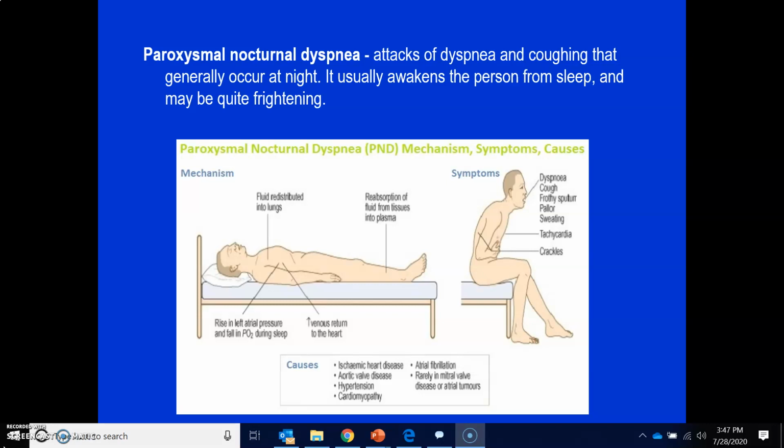So what causes PND or paroxysmal nocturnal dyspnea? Any number of things: ischemic heart disease, valve disease, hypertension, cardiomyopathy, atrial fib, sometimes in mitral valve, but usually the other valves, heart failure, COPD, any number of things that can cause this.